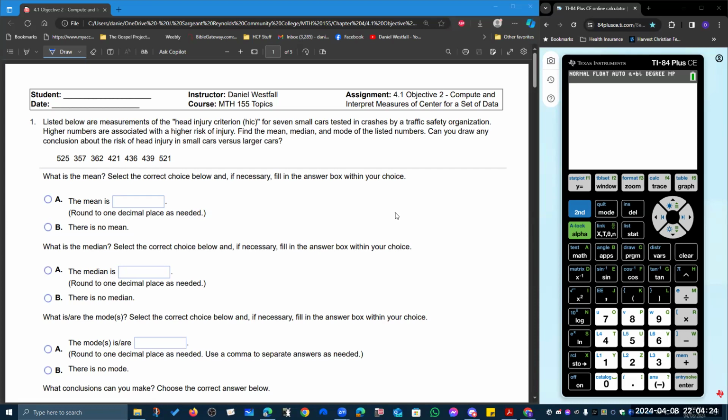Listed below are measurements of the head injury criterion HIC for 7 small cars tested in crashes by a traffic safety organization. Higher numbers are associated with a higher risk of injury. Find the mean, median, and mode of the listed numbers, and can you draw any conclusion about the risk of head injury in small cars versus large cars?